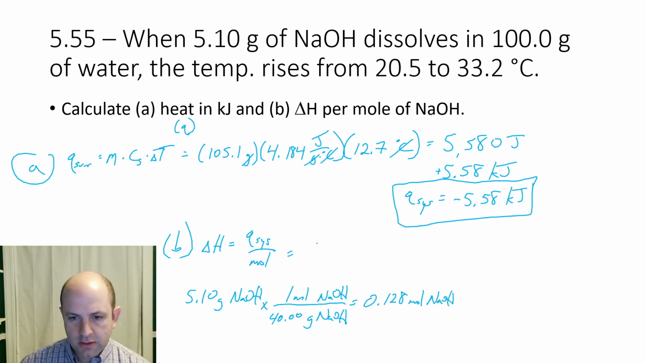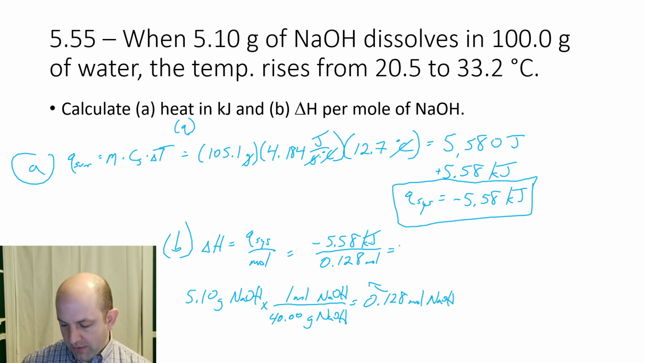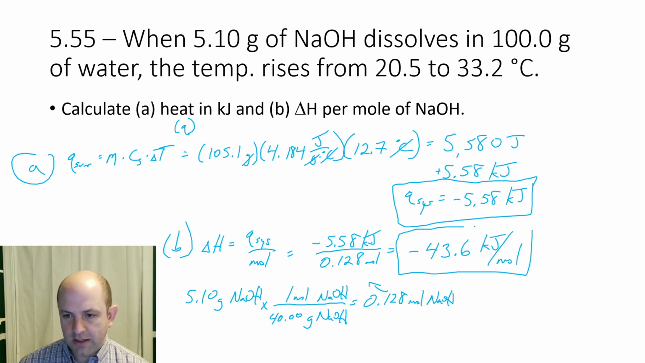So we plug that in: negative 5.58 kilojoules divided by 0.128. If you wanted to, you could keep the calculator's actual answer, 1275, and then round after this step. It won't cause much of a difference and it would be within tolerance. All right, so 5.58 divided by 0.128, and we get negative, make sure you keep that negative, 43.6 kilojoules per mole, and that is our final answer there.